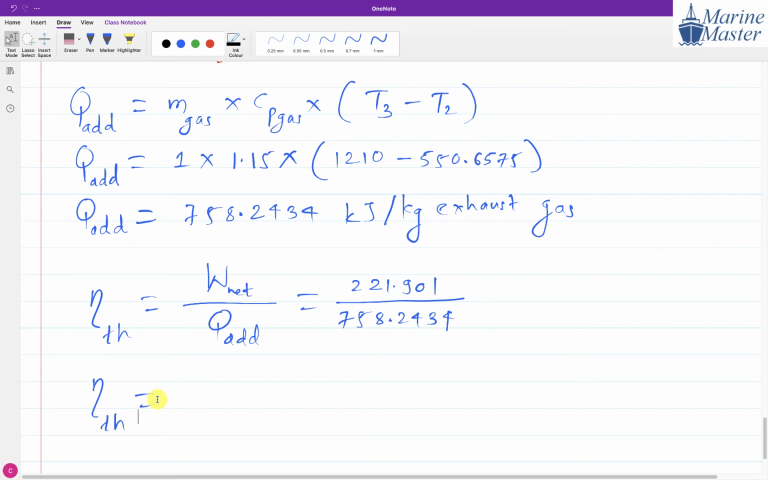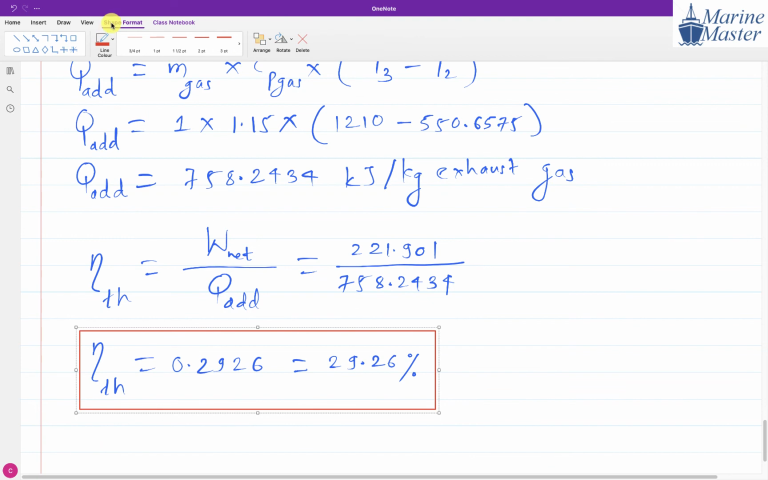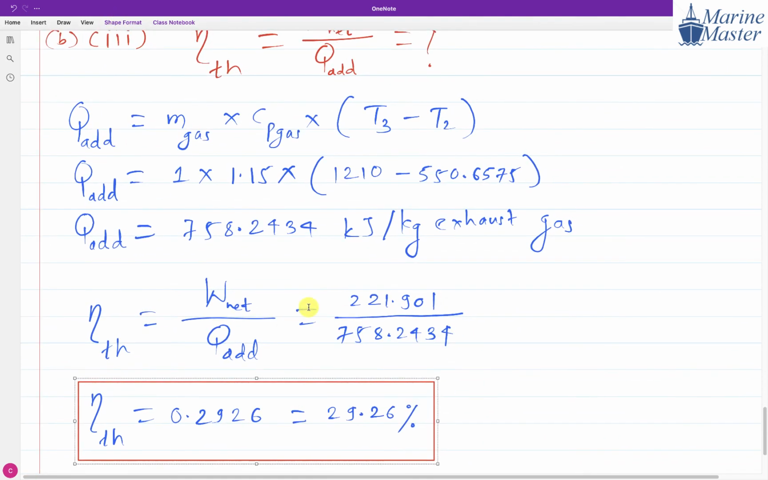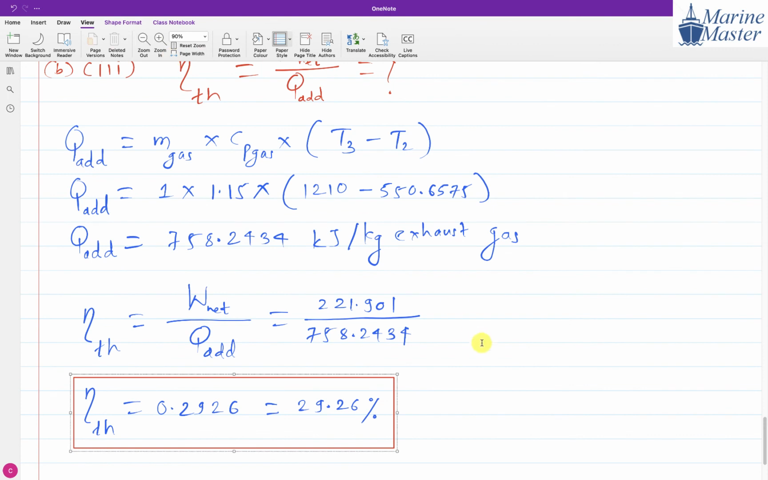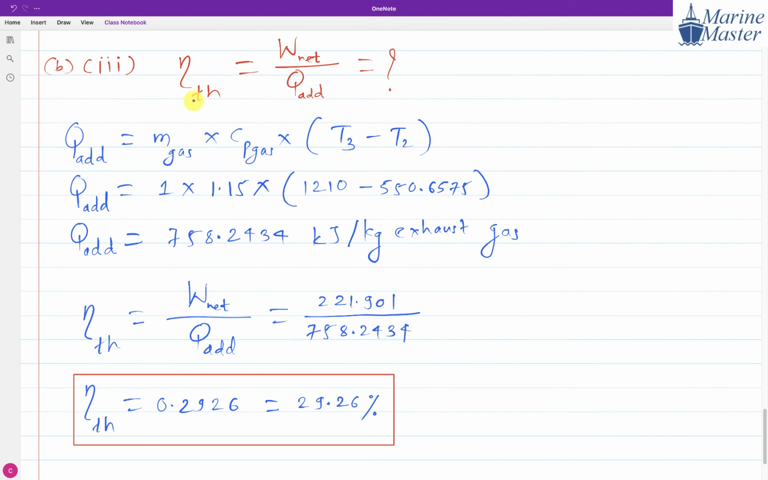So 221.901 divided by 758.2434. The thermal efficiency we are getting is 0.2926, which will be 29.26%. So in this way we got the thermal efficiency. Now, before going further, you have to write down all this discussion. Let me zoom out a little bit so that all things are visible to you at a glance. So before going further, please write down all this discussion.